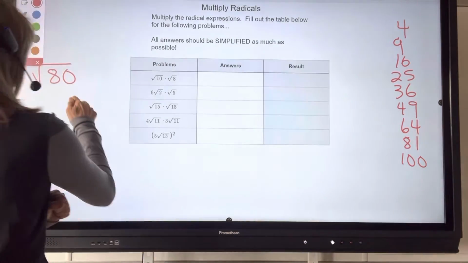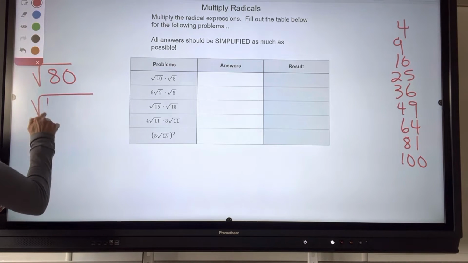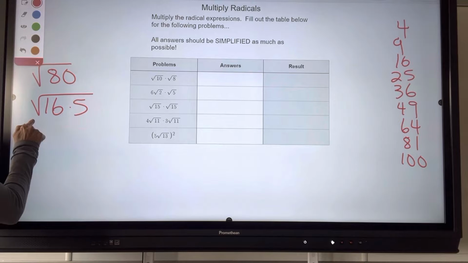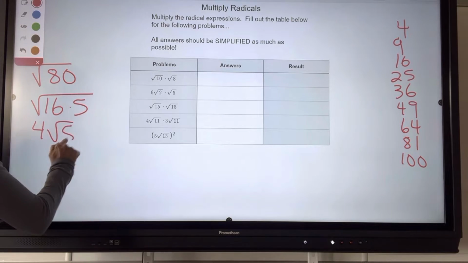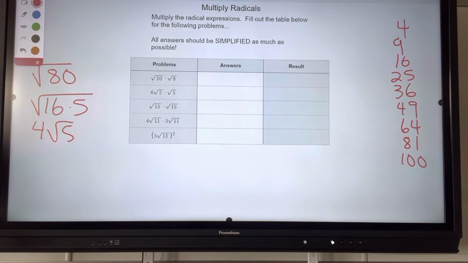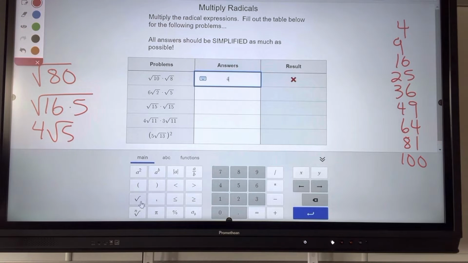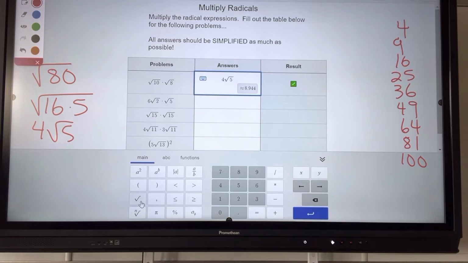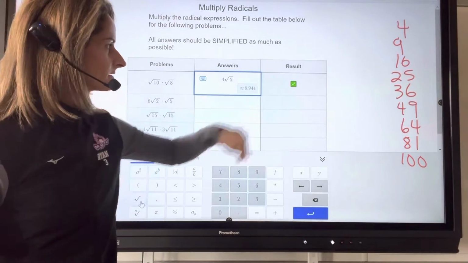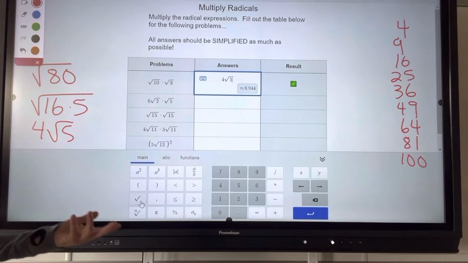Let's do it. I'm going to rewrite 80 as 16 times 5. The square root of 16 is 4, so this should be 4 root 5. Let's see if the computer likes that. And it has to be simplified. So 4 root 5, yes. If I had put the square root of 80 there, we would have had a big X. Okay, that's all there is to it.